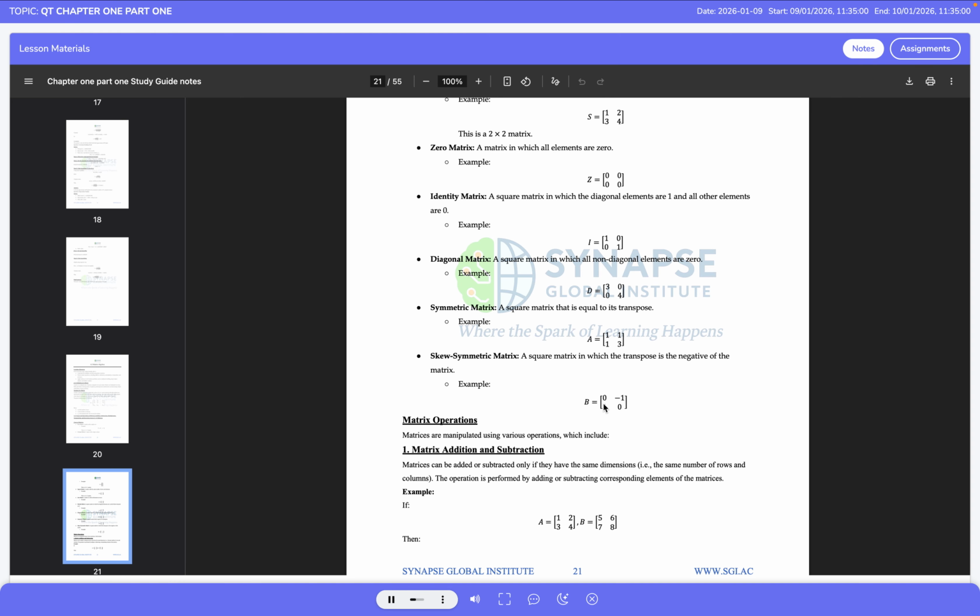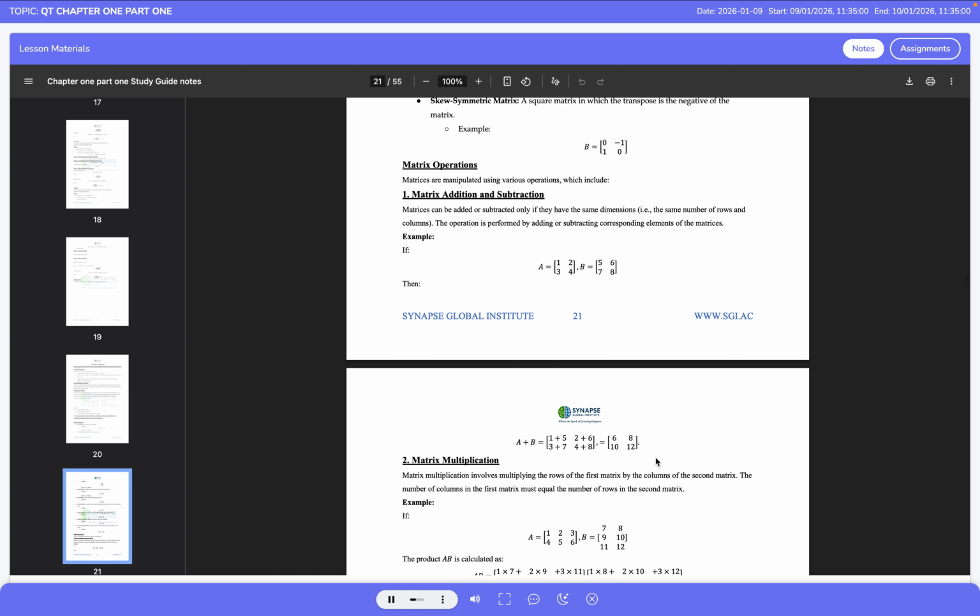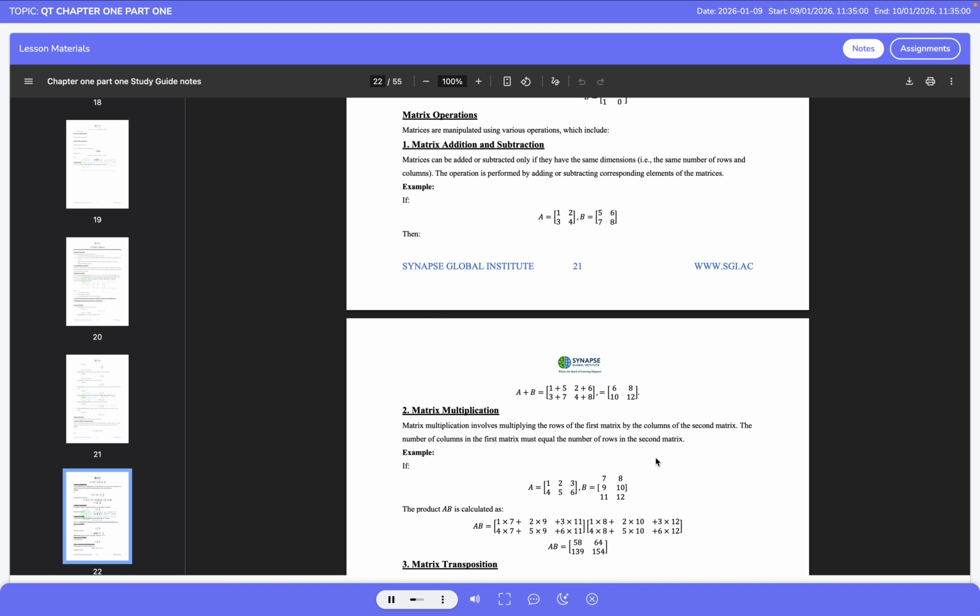We now consider matrix operations, beginning with matrix addition and subtraction. Two matrices can only be added or subtracted if they have the same dimensions, meaning the same number of rows and columns. The operation is carried out by adding or subtracting corresponding elements.